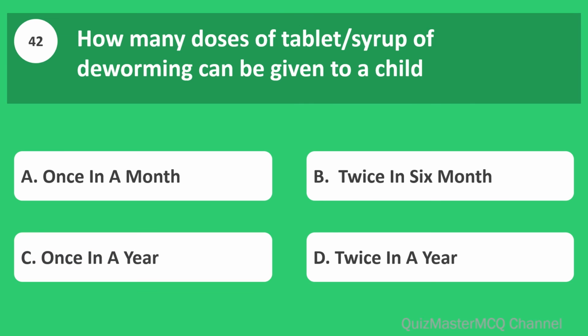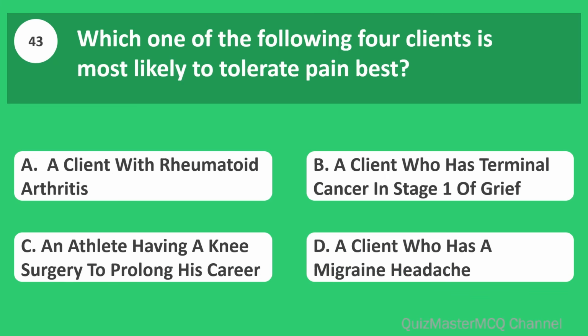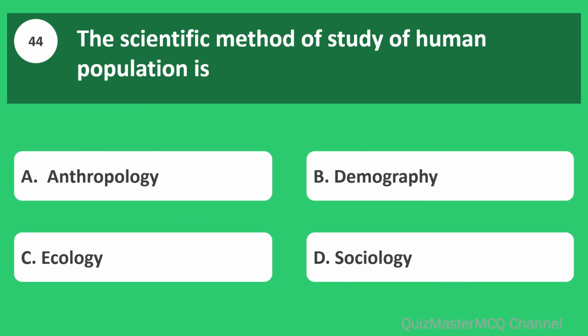How many doses of tablet syrup of deworming can be given to a child? Twice in a year. Which one of the following 4 clients is most likely to tolerate pain best? An athlete having a knee surgery to prolong his career. The scientific method of study of human population is demography.